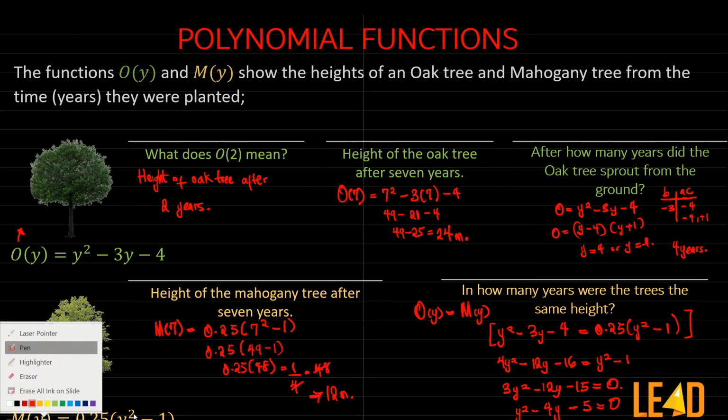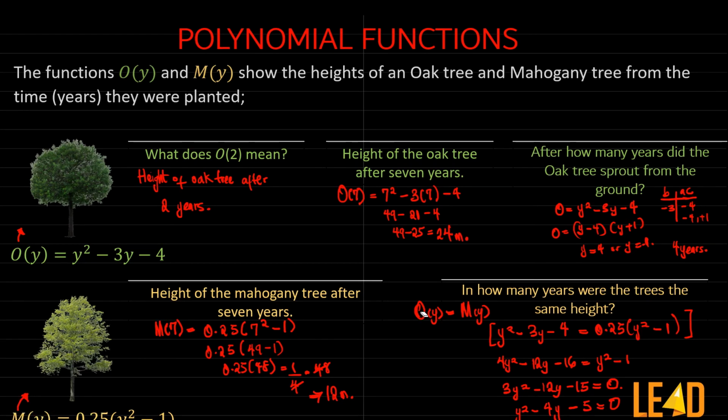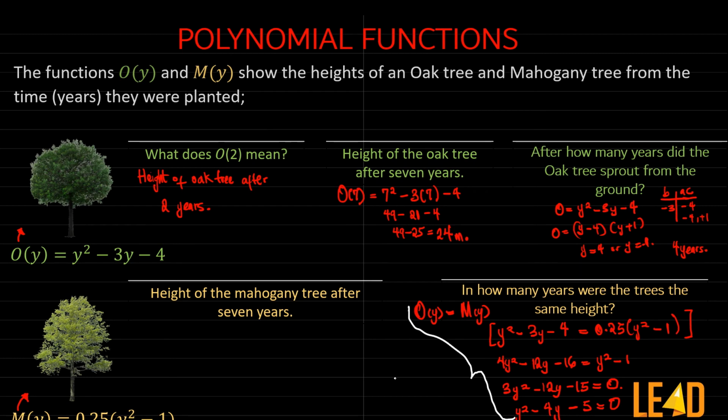I'm going to wipe off the, I wish I could. Okay, let me take out this one here and just move over here. Okay, so this is coming over here. We have y squared minus 4y minus 5 is equal to 0.